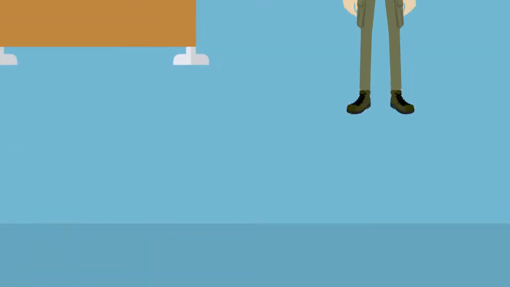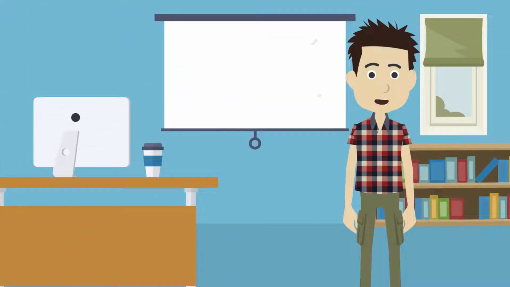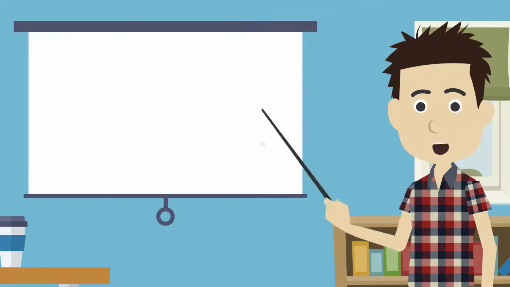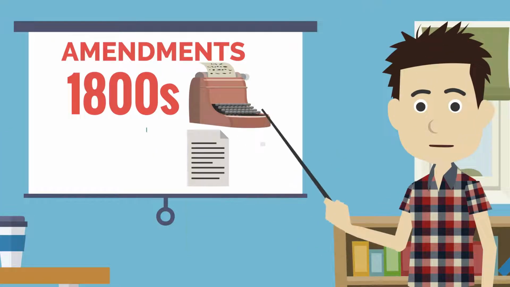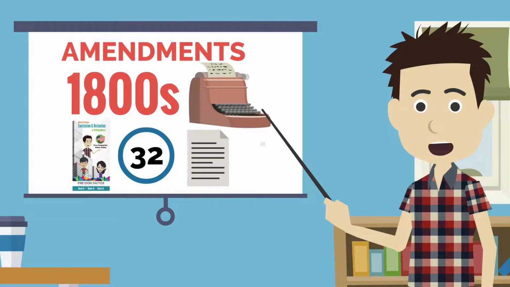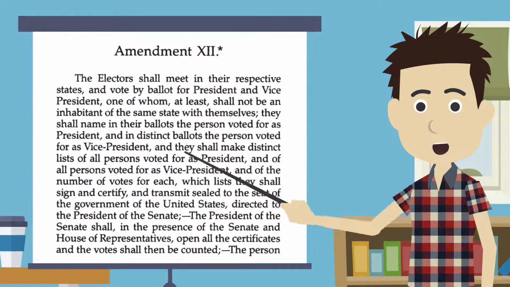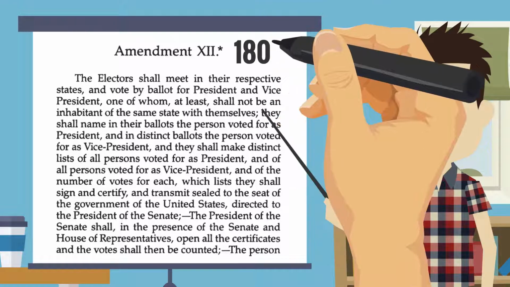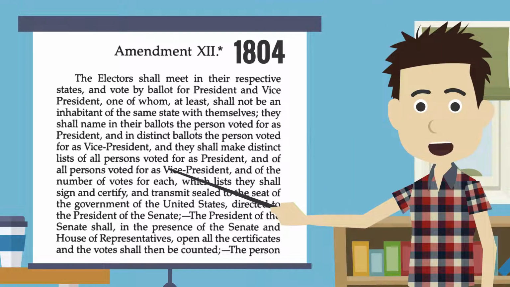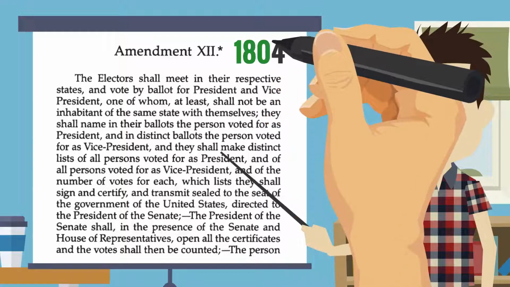Now here's what we're going to do. We're going to write next to each amendment the year it was written. So let's start with the amendments written in the 1800s, okay? Turn to page 32 in your pocket constitution. You there? Okay, you see Amendment 12? Next to Amendment 12, write the year 1804. Now I'm going to write it with you here.